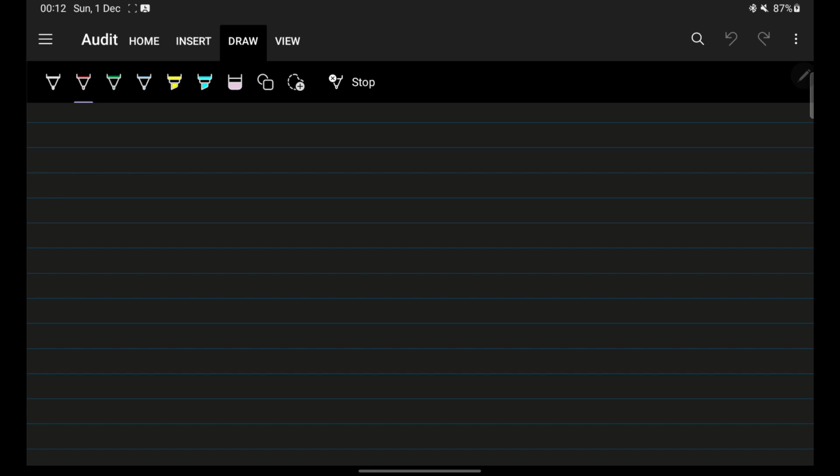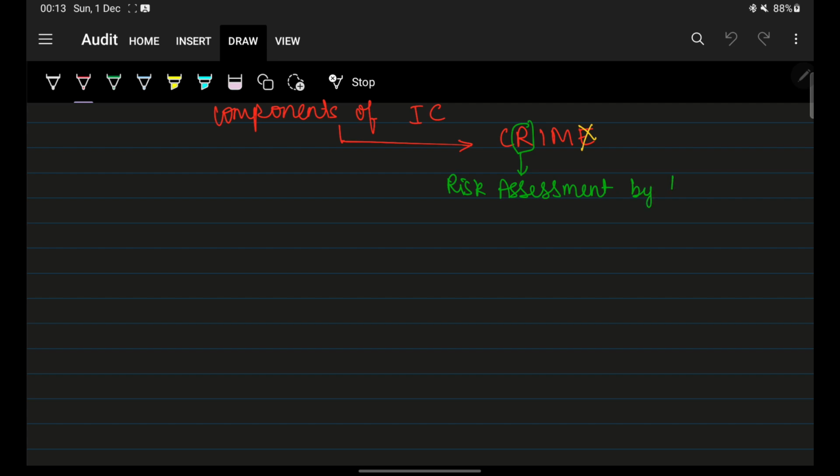Firstly we were talking about components of IC. In that, firstly we had discussed what the components are: C, R, I, M and E. Out of this we had already talked about E. Now what are we talking about? We're talking about R. What does this R stand for? Risk assessment by the entity. What does the entity have to do with regard to this risk assessment?